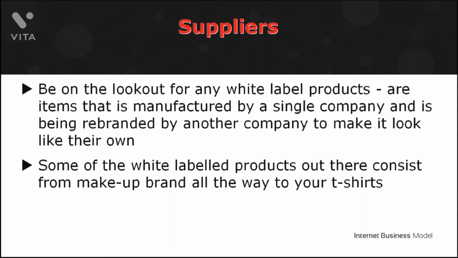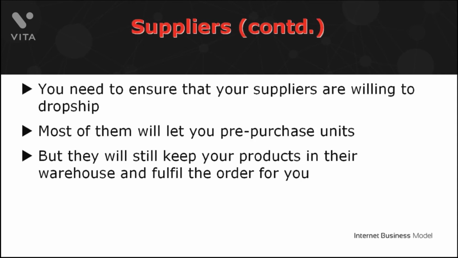Some white-label products out there range from makeup brands all the way to t-shirts. Once you've found your supplier, you need to ensure that the companies are willing to drop ship. Most of them will let you pre-purchase units if you want to keep some of them at your home office, but they will keep your products in their warehouse and fulfill your order for you.